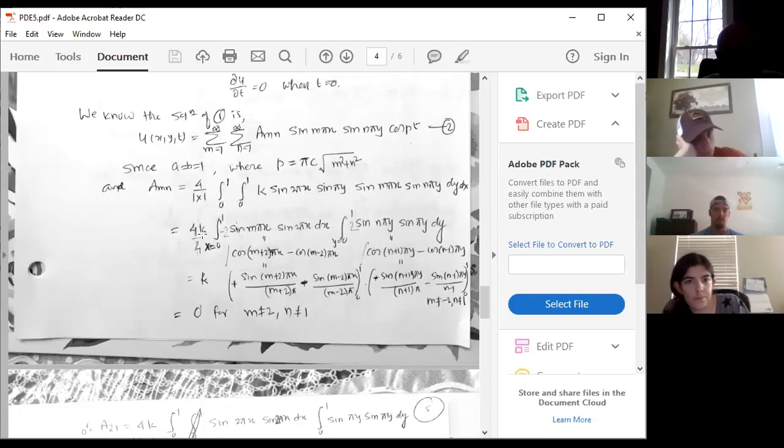This integral for x: k is constant, pull it out. Sine 2 pi x and sine m pi x over here, and sine pi y and sine n pi y over here with respect to y. Agree? How can you solve this integral? Divide and multiply it by -2. Why -2? Because s and s is there, so -2ss is equal to c minus c.